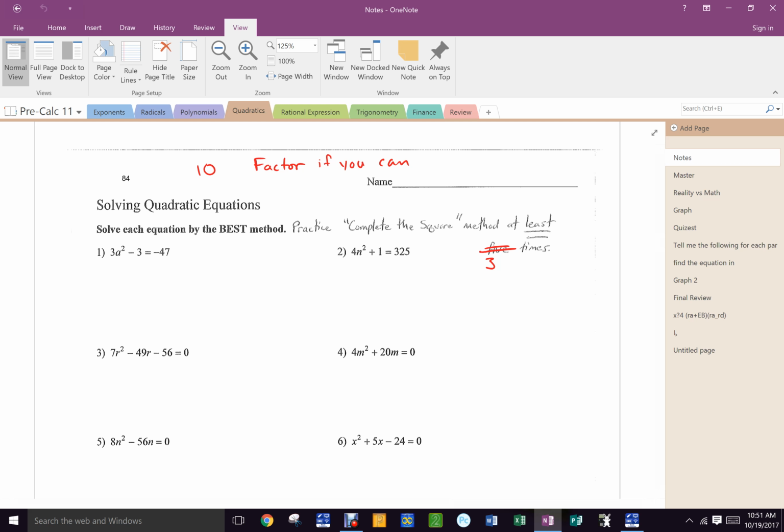And remember, if you don't get them all right, and when I say all, I mean all, and when I say right, I mean right, then you don't know what you're doing well enough, and you should practice some more. Okay?